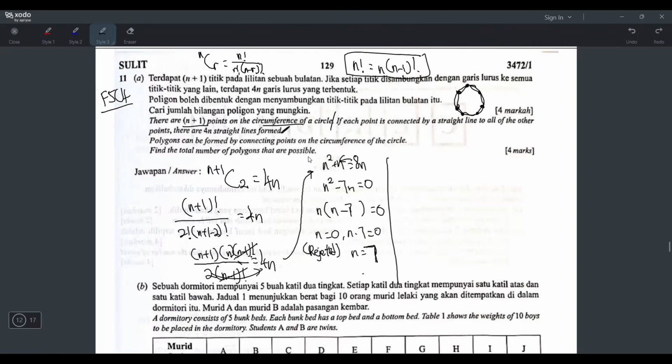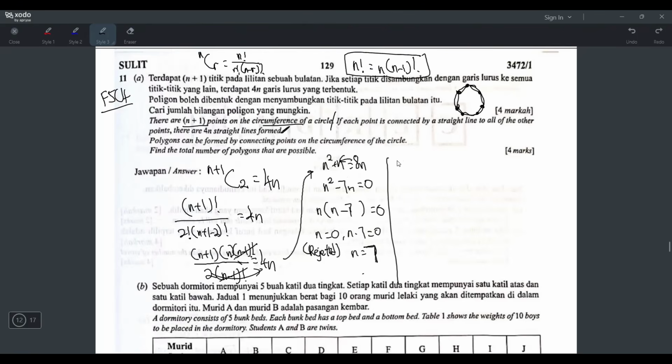Find the total number of polygons that are possible. Alright, but they never say what polygon. Is it a pentagon or triangle or quadrilateral or hexagon or heptagon? They never say that. They just say total number of polygons. So I have to find the number of triangles that can be formed, plus the number of quadrilaterals, plus the pentagon, hexagon, heptagon, like that.